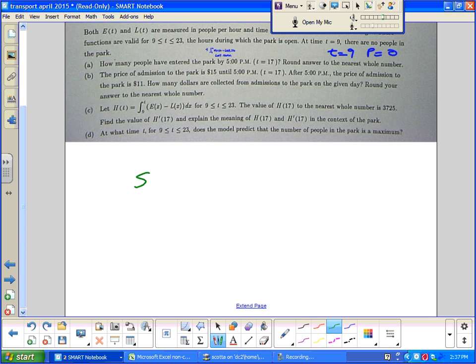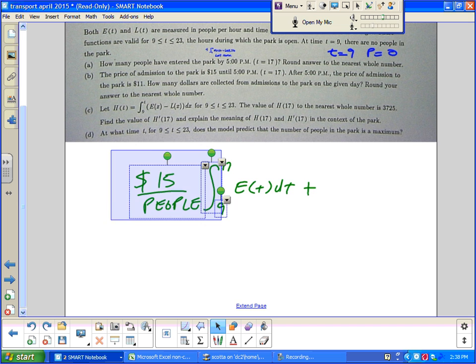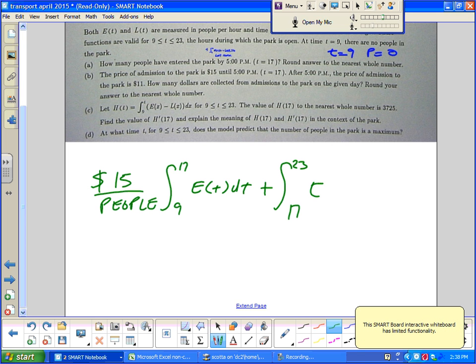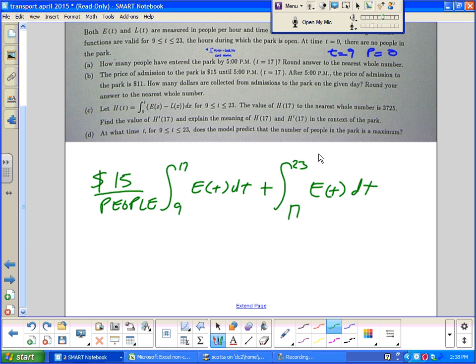I think units are really important in all these problems, so I would actually write $15 per person. I would write the integral we just did, from 9 to 17 of E(t) dt, even though I know it's 6,004. Plus the integral from 17 to 23 of E(t) dt. And we don't use the function L(t) because people who leave don't get their money back.